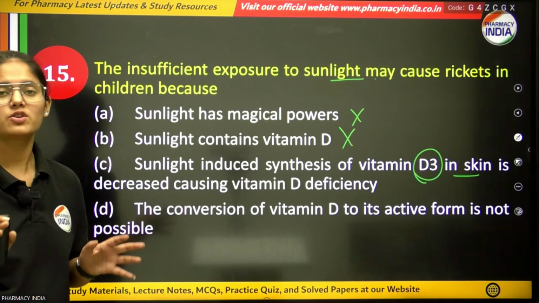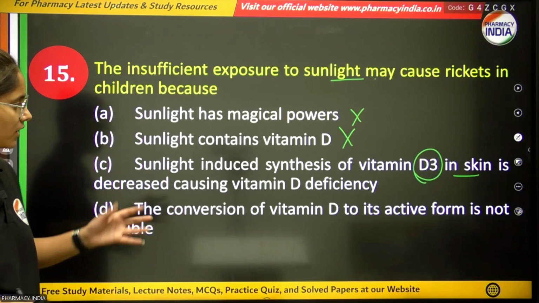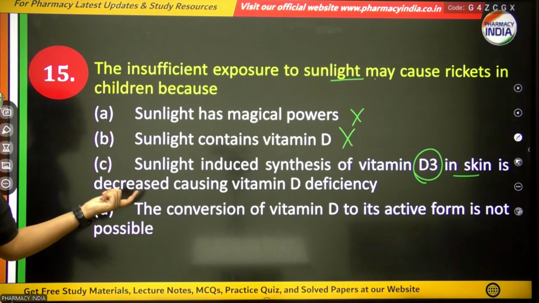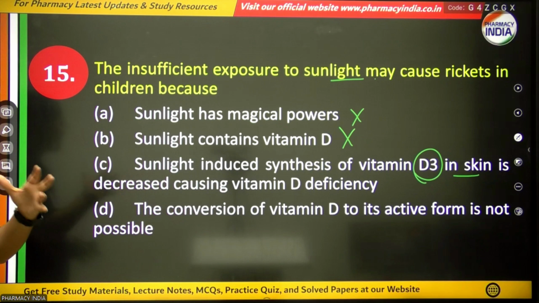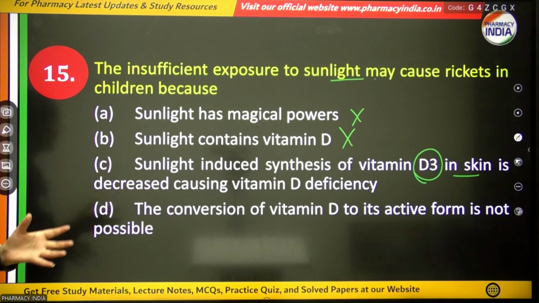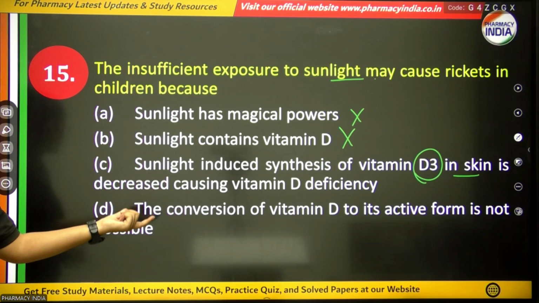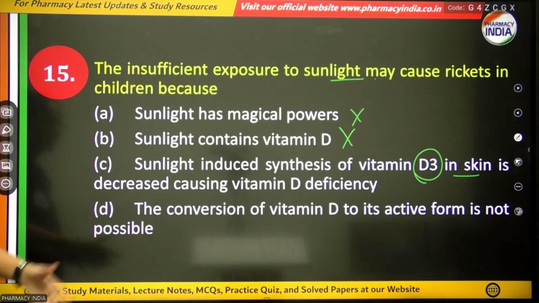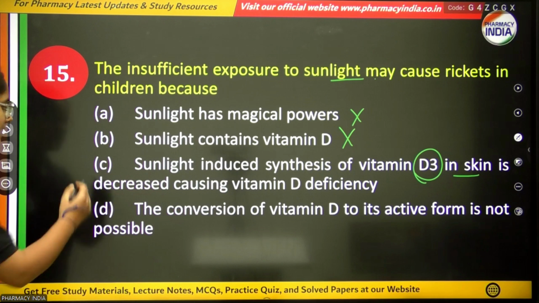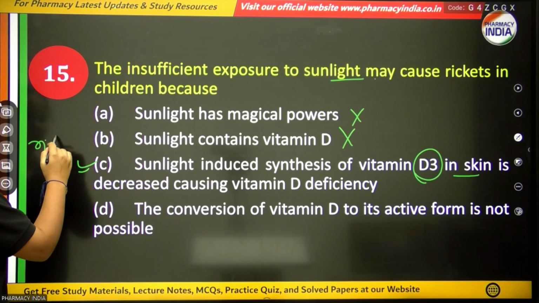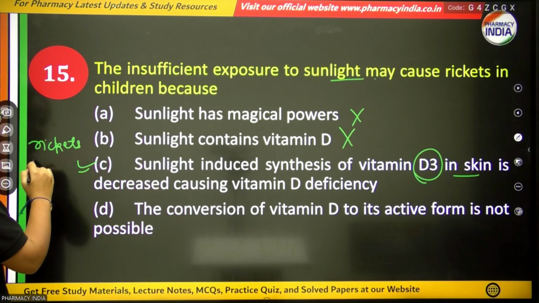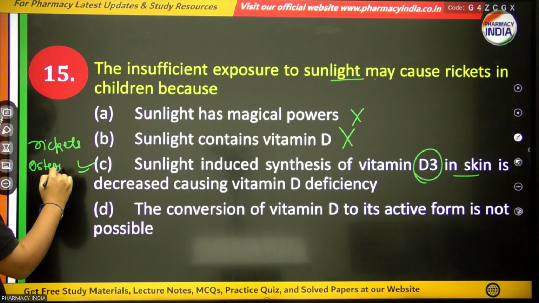Basically, sunlight does not contain vitamin D. So what is the reason? Your body has cholesterol which gets converted into vitamin D on exposure to sunlight. Clear? So the correct option will be C. Sunlight induced synthesis of vitamin D3 in skin is decreased, causing vitamin D deficiency, that is rickets and osteomalacia.